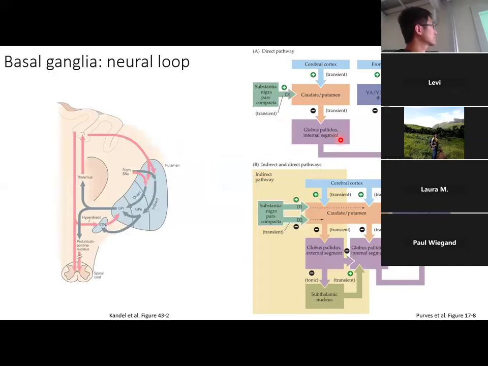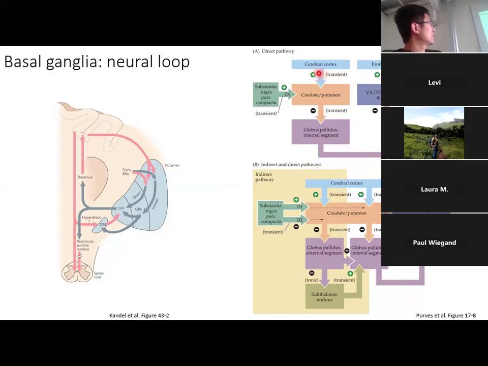So here, again, we have talked about the direct and indirect loop. The direct pathway goes through the caudate putamen and goes to the pallidum and goes back to the cortex through the thalamus, while the indirect pathway has a more complicated loop. The point to notice is that there's a plus and minus sign here, which means excitation or inhibition. And depending on how many stations they go through, you can just do a calculation.